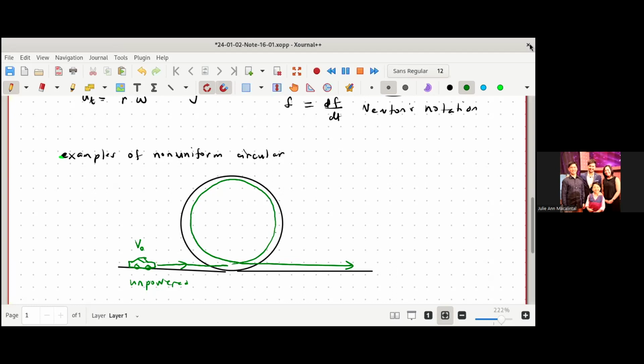Yung other behavior naman ay somewhere here, pwedeng mag-drop off siya. At a certain critical speed, aakyat siya hanggang sa taas and then didiretso papunta sa kabilang side. Ngayon, bakit siya non-uniform circular motion? One, gravity. The only forces acting here are the normal force from the floor and gravity.